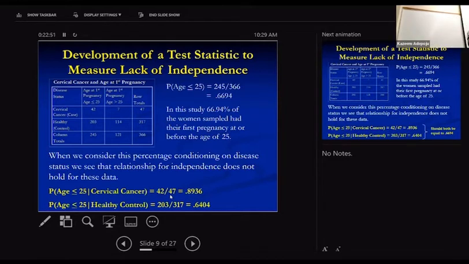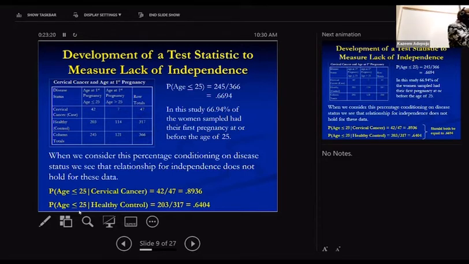How do I get 42 over 47? 42 over 47 is actually right here. The age at first pregnancy, there are 42 of them that got cervical cancer, divided by the totality of those who have the cancer in general. That is a conditional. I will do the same for the control. For the control, it's going to be 203 divided by 317.